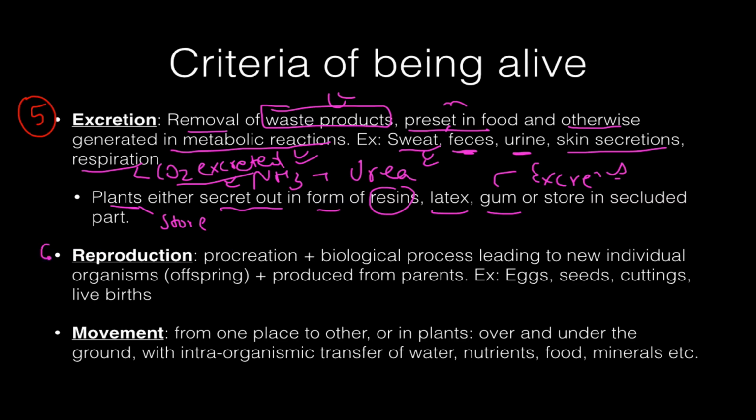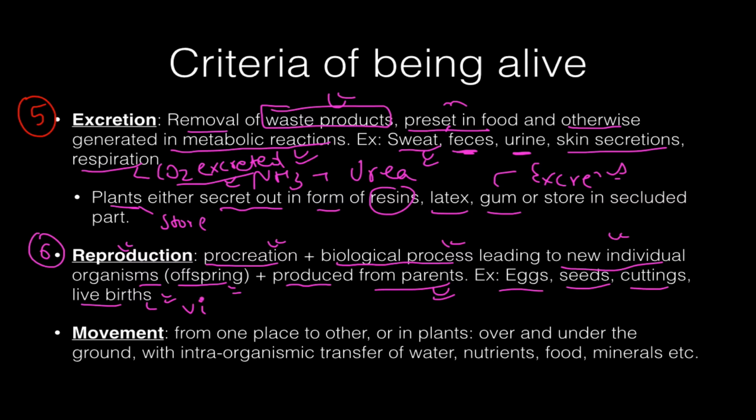The sixth criterion is reproduction. They need to be able to procreate because it's a biological process which leads to the development of a new individual organism, offspring, which is produced from the parents. This is the definition of reproduction. It can be done through eggs, through seeds, through cuttings, through live births. Those which give live births are called viviparous. Those which give birth through eggs are called oviparous. So these are all biological terms which we'll deal with in detail later. Just focus on the basics for now.